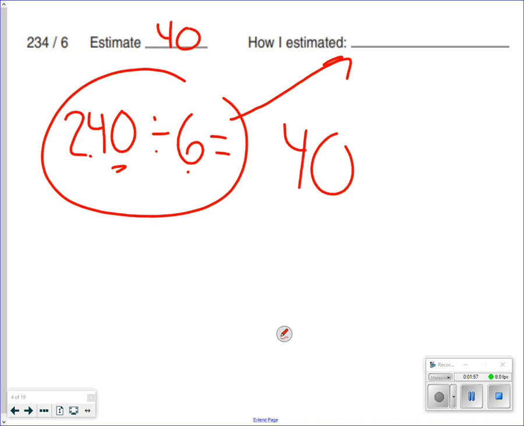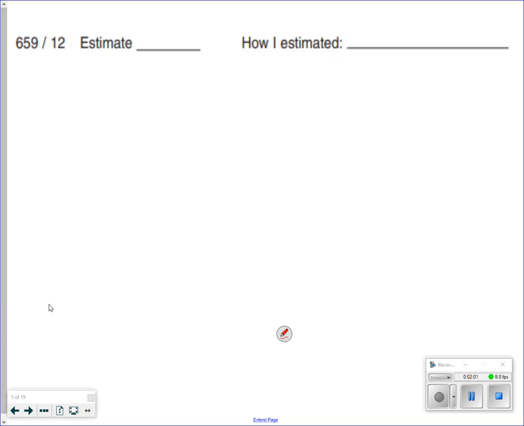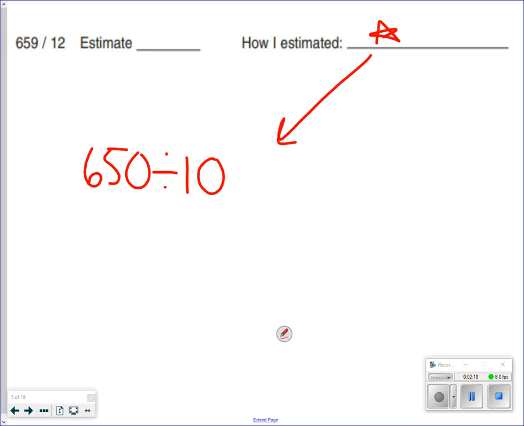Let's try another one. You have 659 divided by 12. This would be a lot like that first problem. So once again, I'm taking how I estimated and I'm writing it down here. So I'm going to round 659 to 650. I'm going to divide that by 10. I'm going to round the 12 down to 10. Well, let's take a look. So these zeros cancel off each other. So your answer is 65.